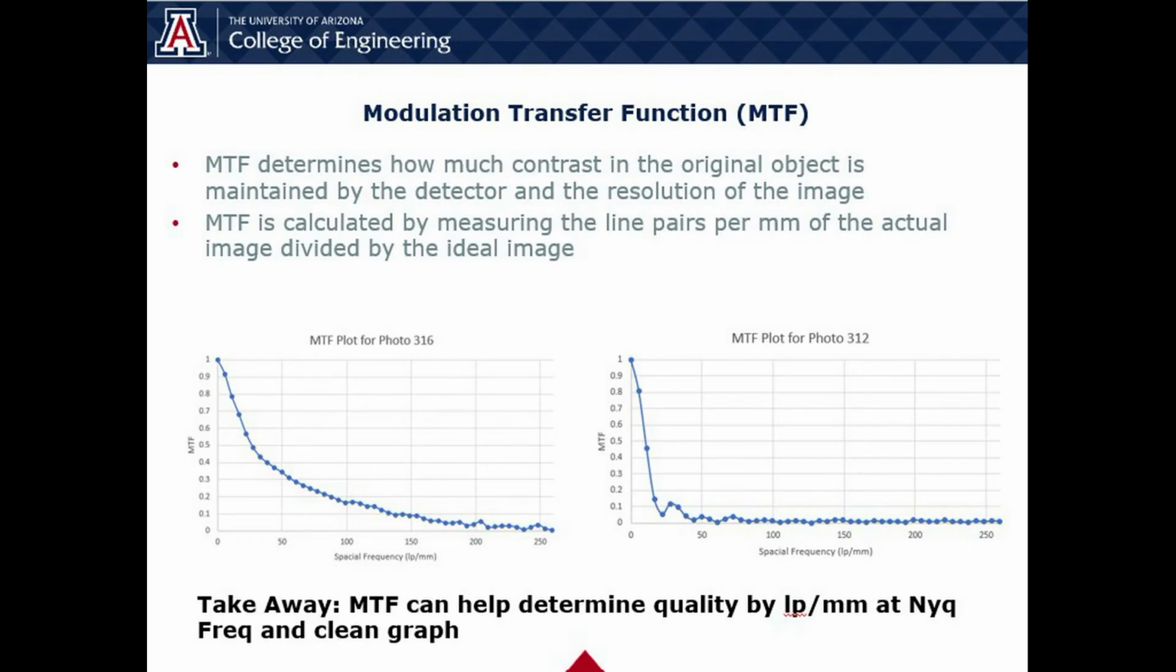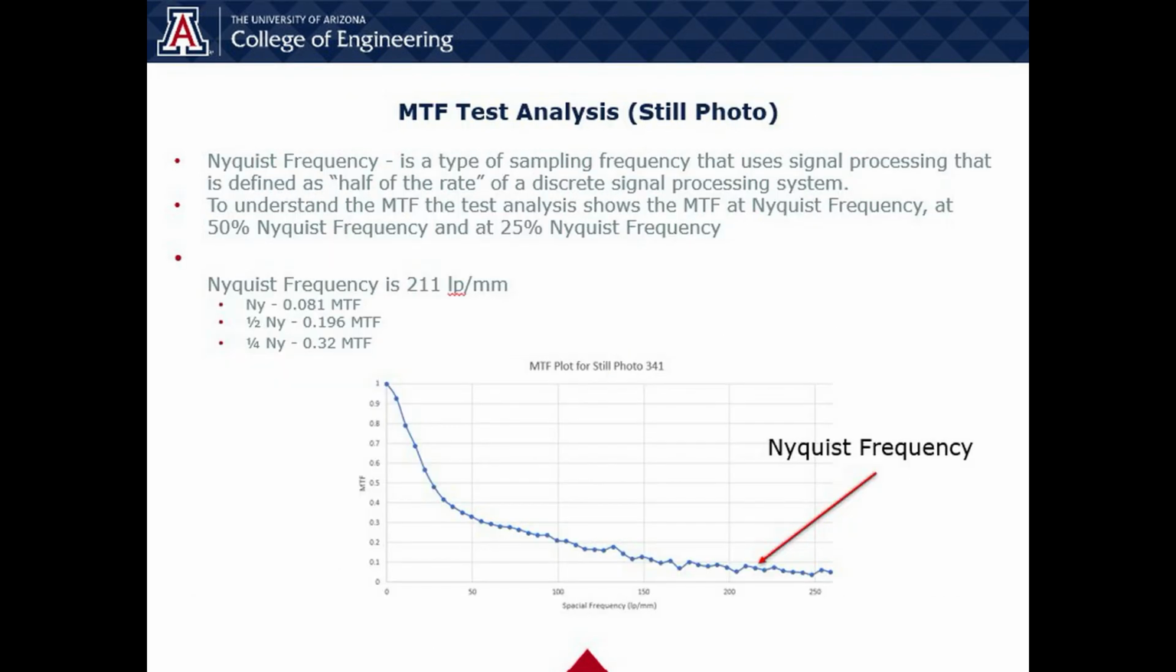The modulation transfer function helps determine the contrast and resolution in an image. MTF is calculated by measuring the line pairs per millimeter. On the left is a graph of a good MTF plot for an image, and on the right is a graph of a bad MTF plot. In order to use data from the MTF plot, we looked at the scaled values of the Nyquist frequency, which is the highest frequency resolvable.